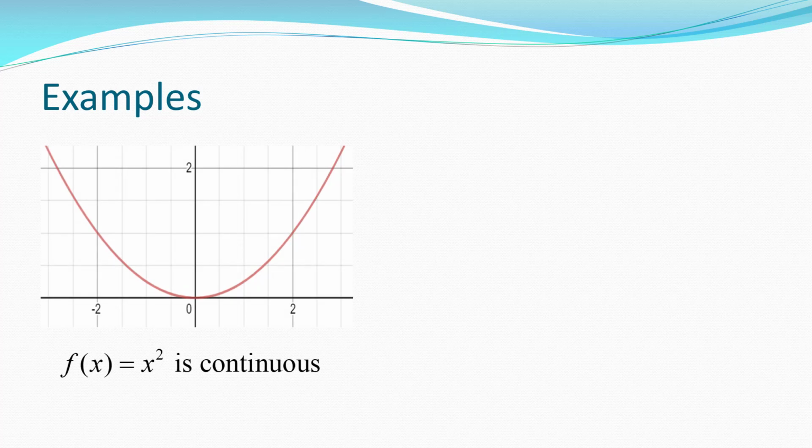If you look at the function f of x equals x squared, you would notice that its graph has no breaks in it. But then that would then mean that the function is continuous. So you would say that the function f of x equals x squared is continuous. But the logic there is backwards. It's actually, since the function is continuous, then the graph has no breaks in it.